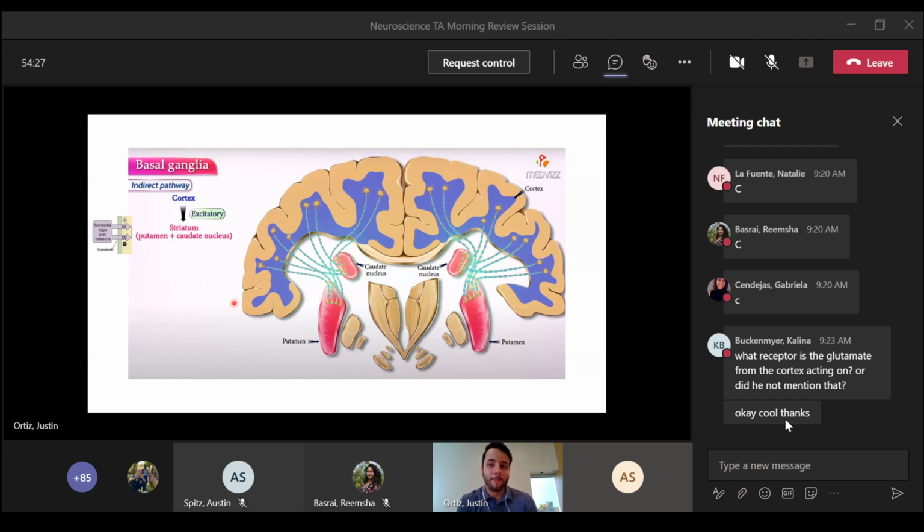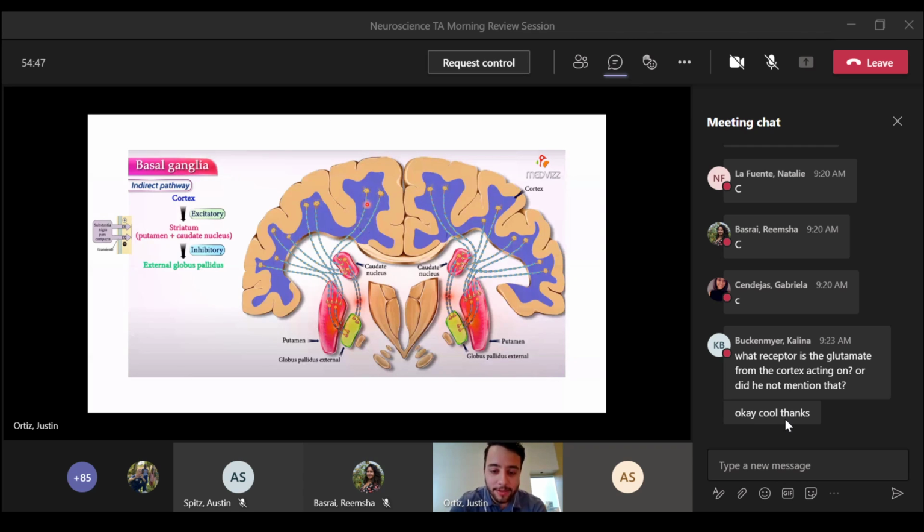So what's the next thing that happens? The striatum is inhibitory. So the striatum is actually going to, remember this time, inhibit the external globus pallidus. It's not the internal. You can see it right here in this image: exciting the striatum, and eventually it's going to inhibit the external globus pallidus. We talked about the internal globus pallidus in the last one. So again, it's going to inhibit the globus pallidus externus.